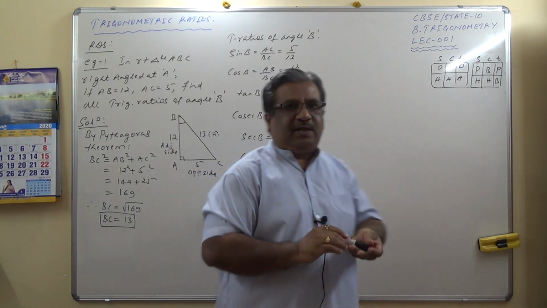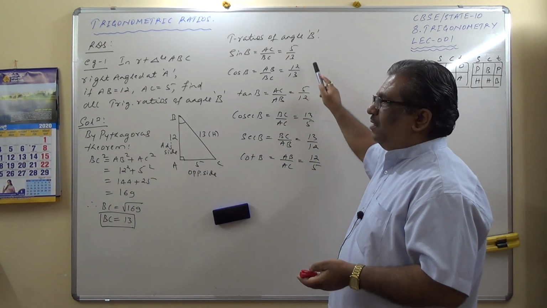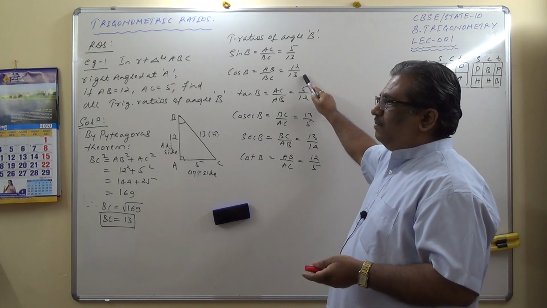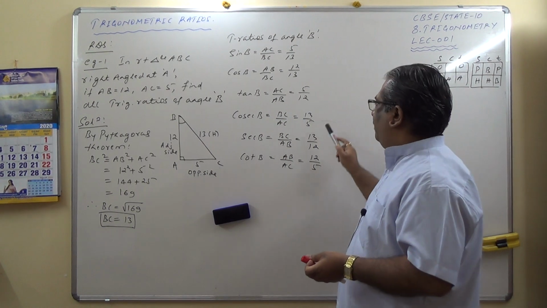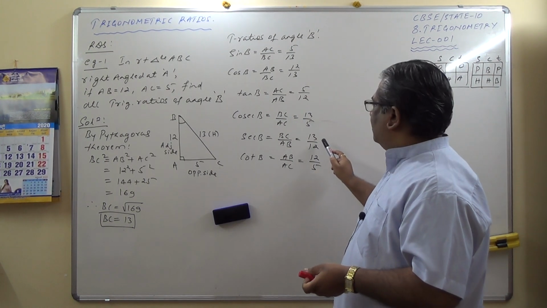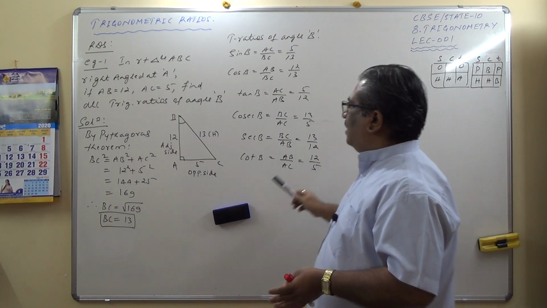So these are all the trigonometric ratios. Sin B is 5 by 13, cos B is 12 by 13, tan B is 5 by 12, cosecant B is 13 by 5, sec B is 13 by 12, and cot B is 12 by 5. So these are the answers.